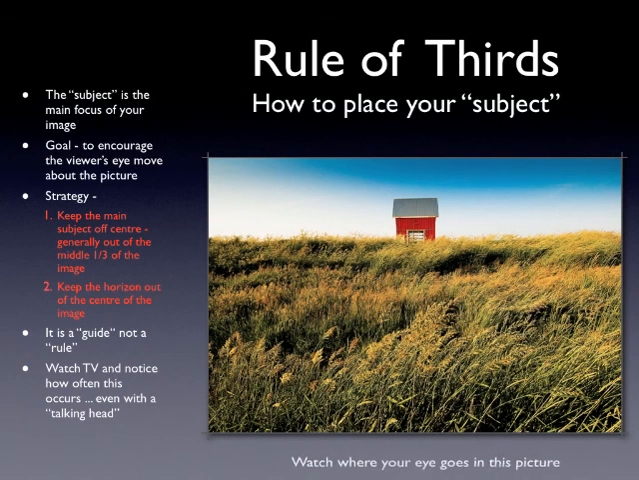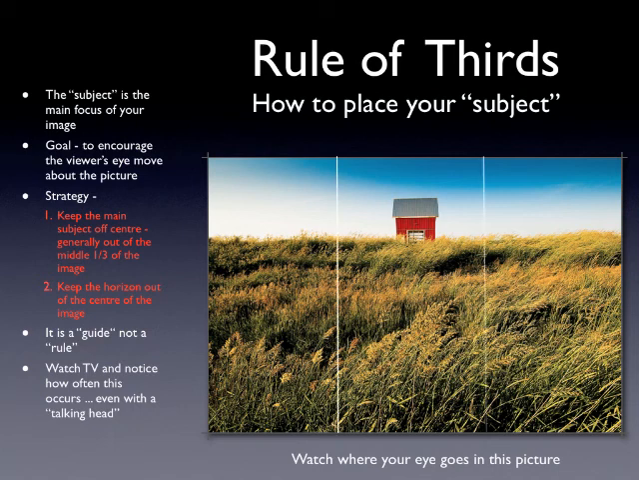So here's a picture, and I want you to look at it for a minute and just watch where your eye goes when it looks at that picture. Is it static or is it active? Probably goes to the red barn, and then you probably are enticed to go to the grass, which seems to be blowing in the wind to the right, and maybe go back to the barn, maybe up to the sky and back to the grass. Hopefully that's what happens to your eye.